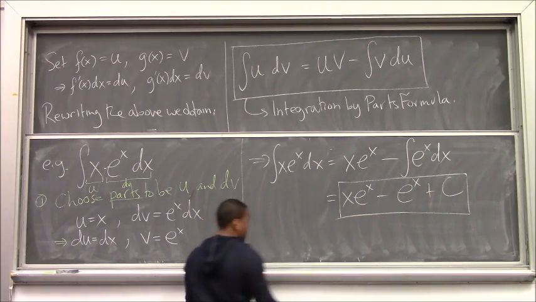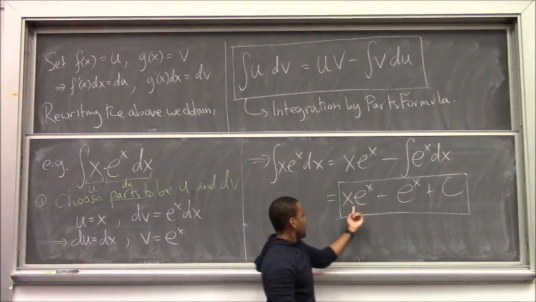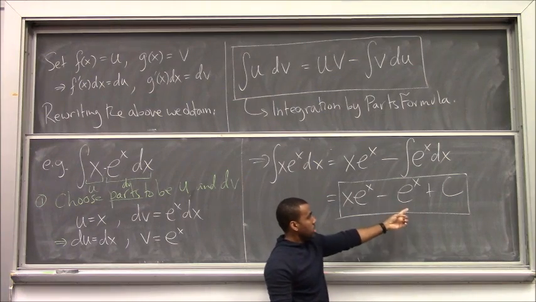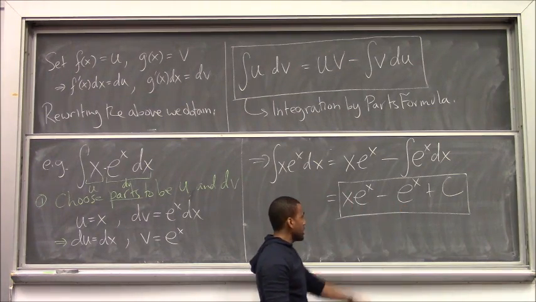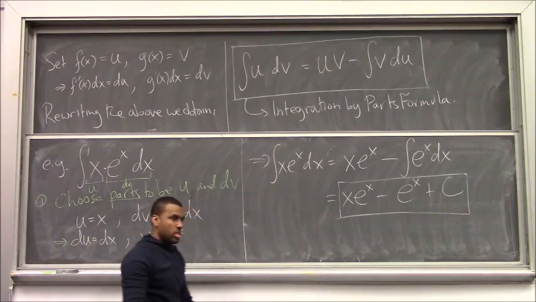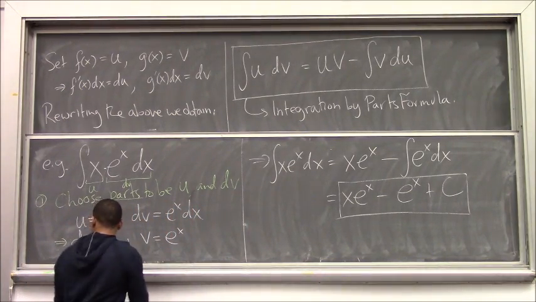And of course, you can check that. You differentiate this part with the product rule, you're going to get x e to the x plus e to the x. Differentiate this, you're going to get another e to the x, and the e to the x terms cancel. And differentiate a constant, you'll end up with x e to the x as the answer. You differentiate that, you will get that one. So that's actually the integral.